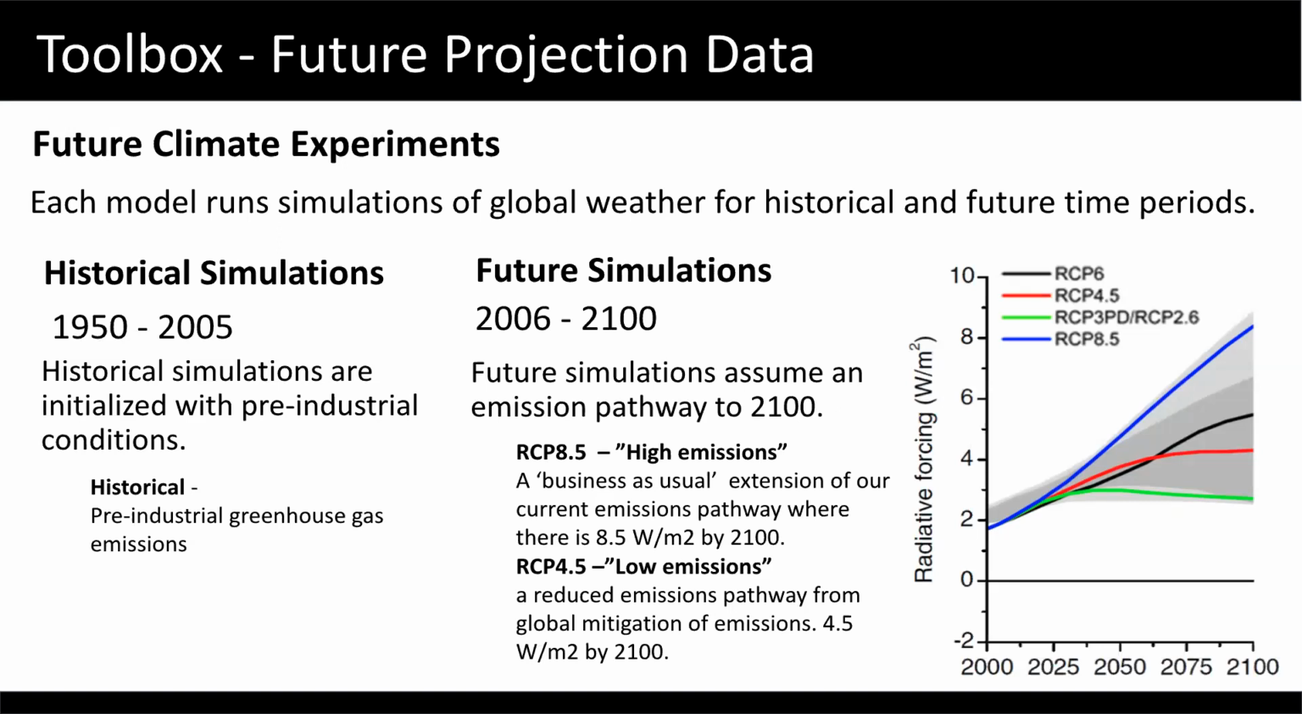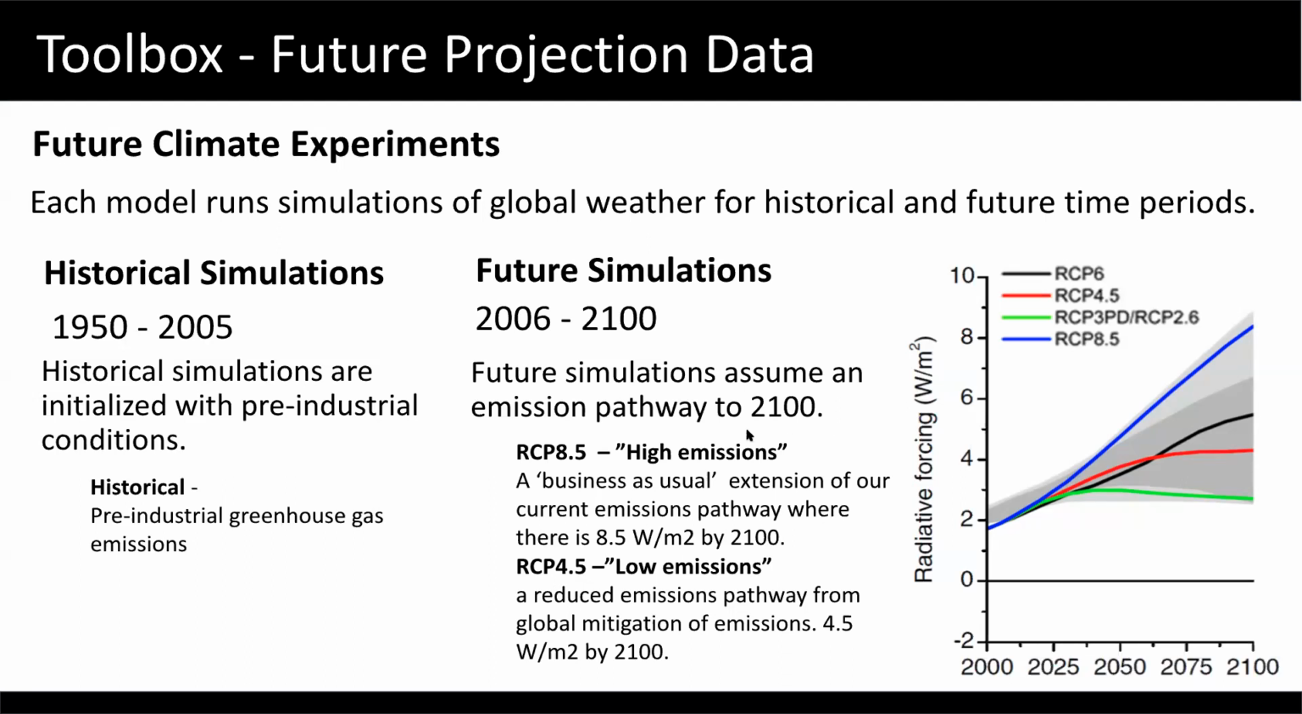And basically every model ran the same climate experiment as a simulation of global weather for a historical and a future time period. In the historical time period, the simulation started with a pre-industrial initial condition of greenhouse gas emissions. We extracted 1950 to 2005 for these simulations. And then for the future simulations, each model simulated an emission pathway to obtain certain levels of radiative forcing by 2100. Again, this is CMIP5 that I'm talking about here.